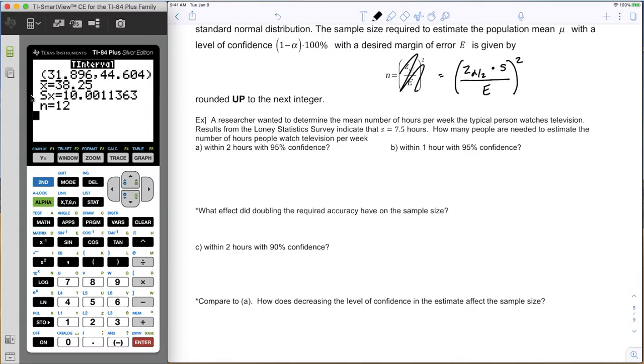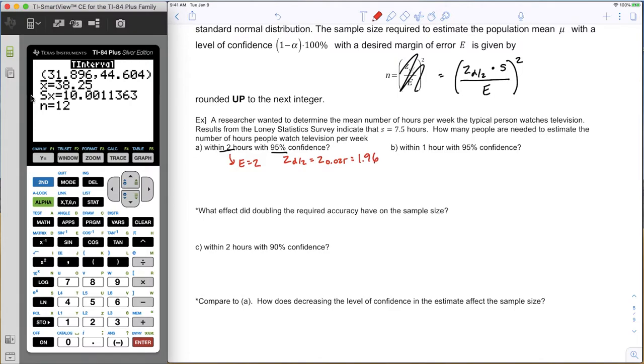A researcher wanted to determine the mean number of hours. So the first part A says within 2 hours with 95% confidence. So the within 2 hours would be our margin of error. The 95% confidence tells us that we need to use the critical value z sub alpha over 2 of z sub 0.025, which we've used before, 1.96.